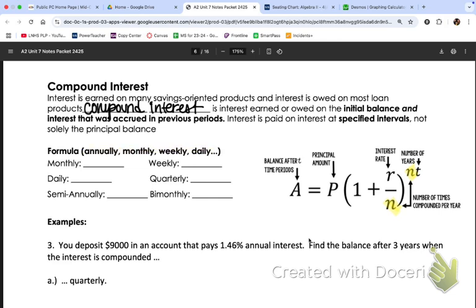How many times per year is this section? Okay, how many months in a year? 12, good job. How many days? 365, we are not including leap year. Semi-annual means it happens twice a year. How many weeks in a year? 52. There are 4 quarters in a year, like there's 4 quarters in a dollar, and bi-monthly means every other month, so 6. Bravo.